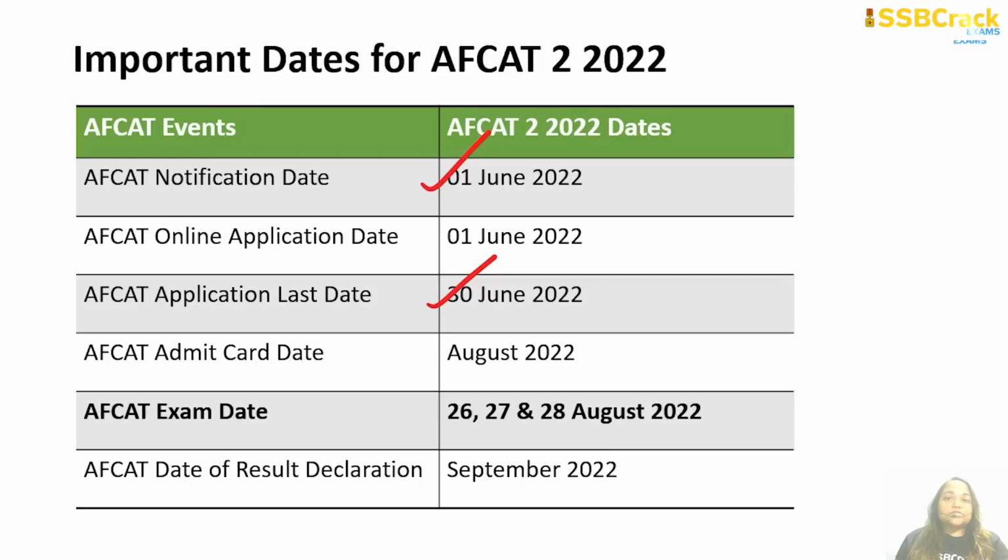The admit card for this exam will be available on the website in August 2022, and the AFCAT 2 2022 exam will take place over 3 days, namely on 26th, 27th and 28th August 2022. So the exam is going to take place in August itself. I would suggest you start your preparation if you are interested in sitting for this exam, and do not forget to apply for it as well. The result of this exam will be published in September 2022.